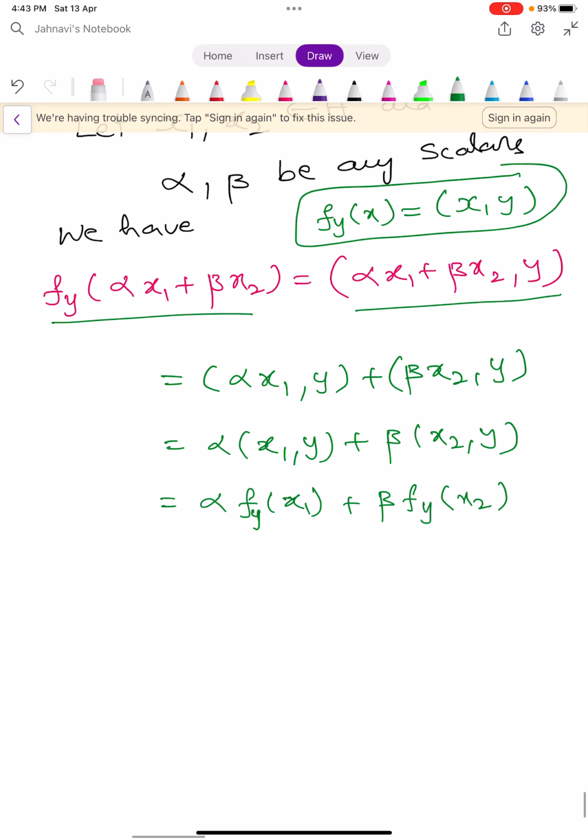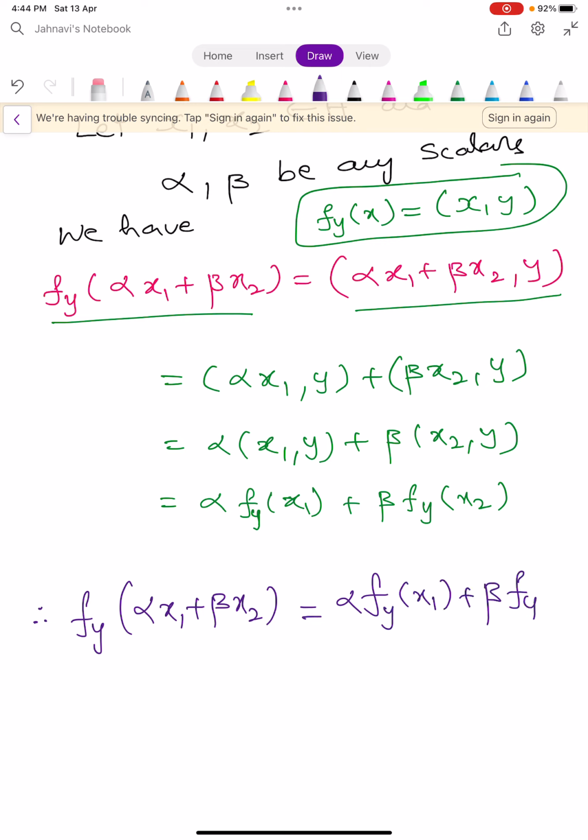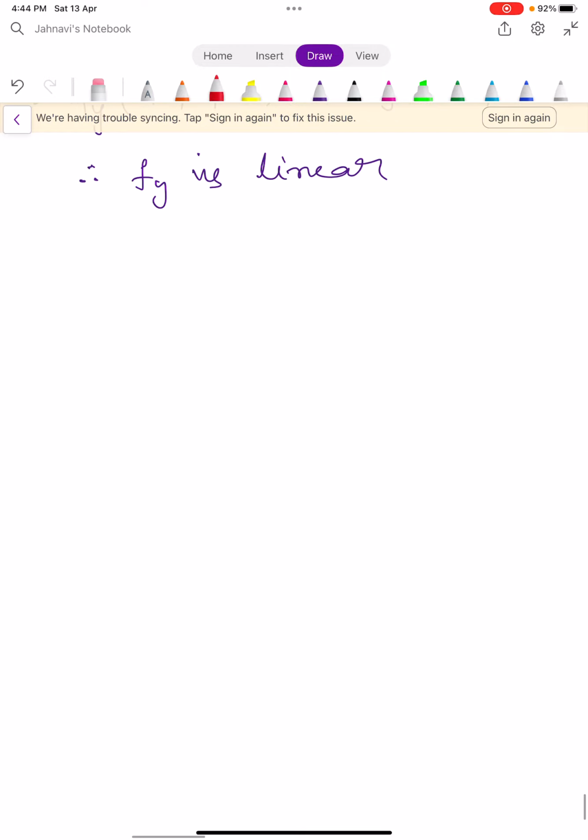So we prove this condition. Therefore we write fy of alpha x1 plus beta x2 is equal to alpha into fy of x1 plus beta into fy of x2. This condition shows us that fy is linear. So we prove that the functional fy is a linear functional. Next we have to show that it is continuous. So the second condition is to prove that fy is continuous.